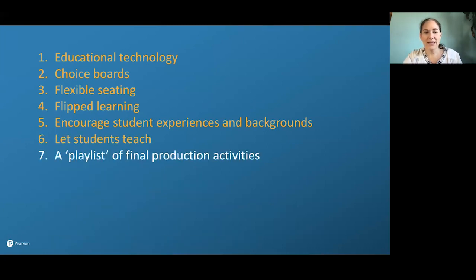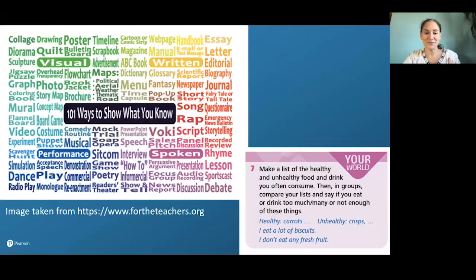The next idea is very connected to the choice boards that we saw at number 2. It's very similar. Instead, it's called a playlist of final production activities. So the choice boards are very much still you crafting 3, 4, 5, 9, whatever activities for students to do, with a bit more of informed choice as to the difficulty level that they're going to do, encouraging students to make the right choice as well. The playlist is a little bit more open-ended, so I'm going to show you what it looks like.